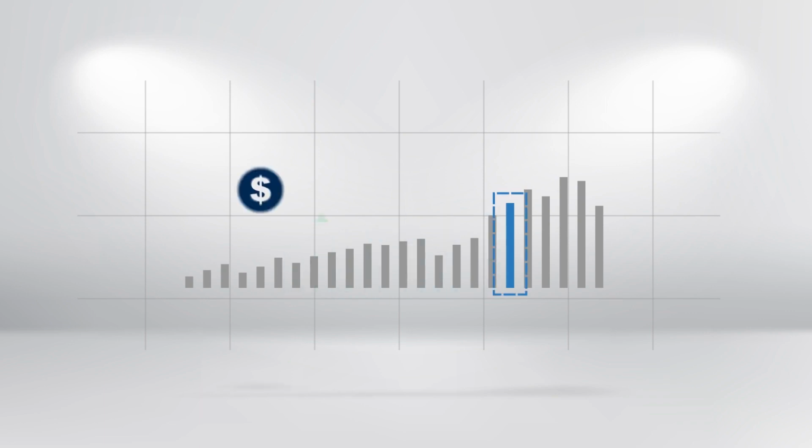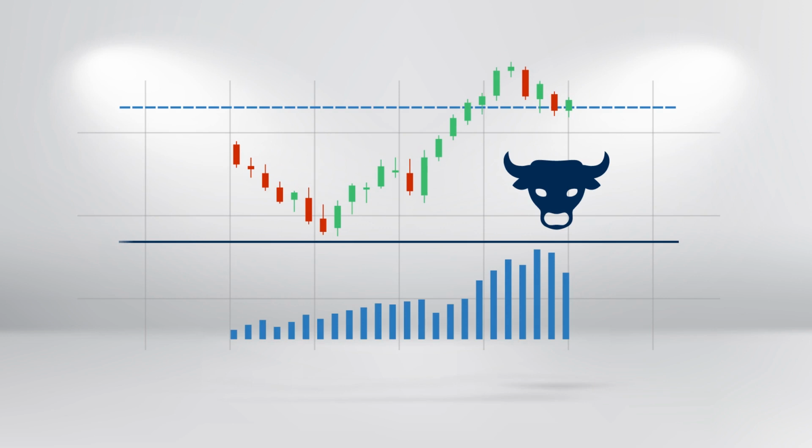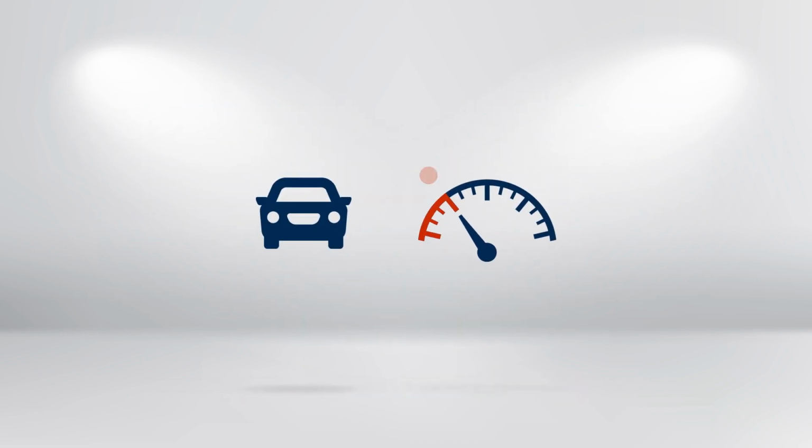In this example, price is ascending, supported by increasing volume. This is a bullish pattern as it shows conviction on the part of the buyers involved. Conversely, if price rises on a light volume, generally speaking, we cannot expect it to go far. It's like going on a round trip on an empty fuel tank.